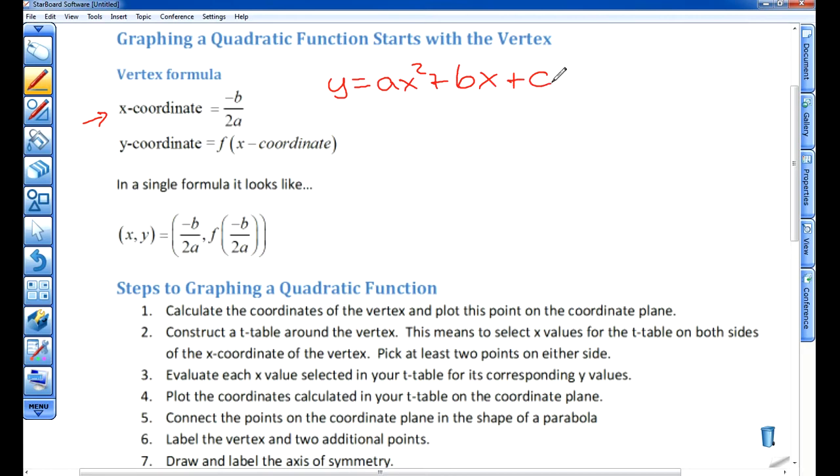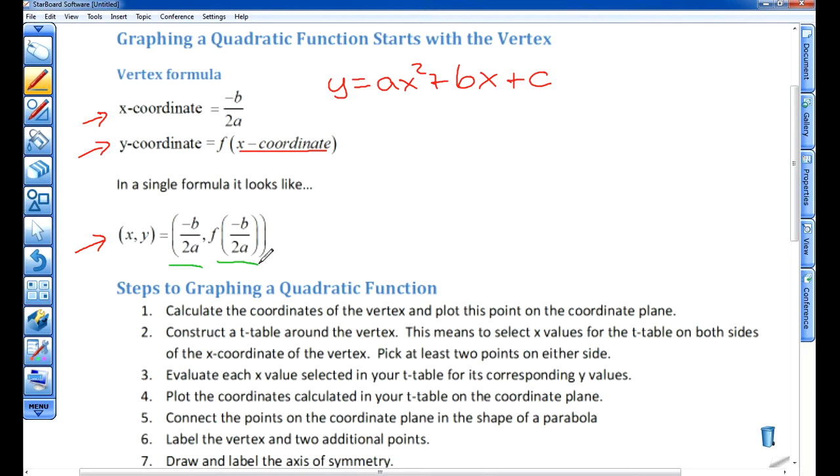Once you have the x-coordinate, to find the y-coordinate of your vertex, you simply plug your x-coordinate into your function and solve for y. So to find the x-coordinate, it's negative b over 2a. To find the y-coordinate, you plug whatever you got for your x-coordinate back into your function and solve for y. In a single formula, it looks like this. The coordinate point x, y, which is your vertex in this case, is the point negative b over 2a, f of negative b over 2a. In other words, you're taking the x-coordinate, negative b over 2a, and plugging it into your function f to find your y-coordinate. We'll end up using that formula in the examples next.